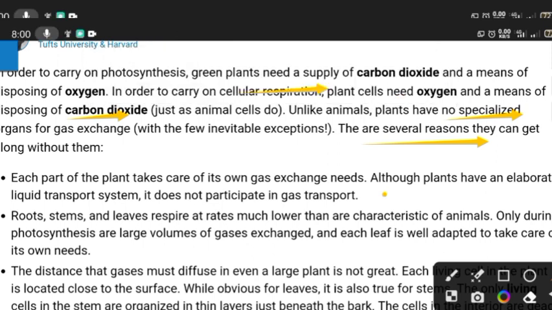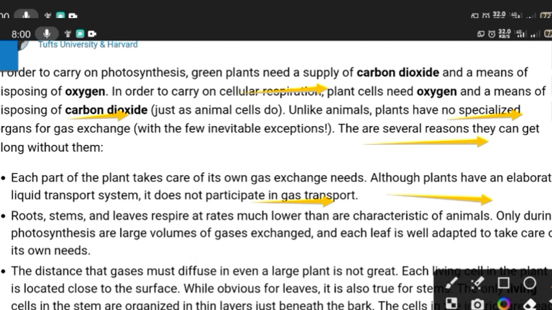Although plants have an elaborate liquid transport system, it does not participate in the gas transport, because for cellular respiration gaseous exchange is required, while in plants it is a liquid transport system.